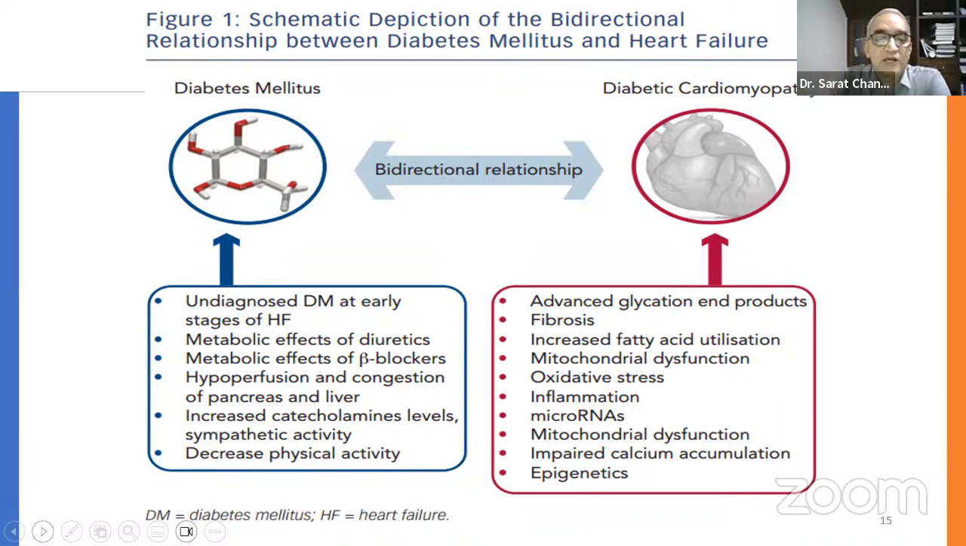There are increased catecholamine levels in the blood. There is increased sympathetic activity, which is detrimental, as we know, for the heart as well as diabetes. And because of heart failure, patients' physical activity is reduced, and therefore that can lead to worsening of diabetic status. So this is a very well-known bidirectional relationship between diabetes and heart failure. This is a favorite slide of mine.